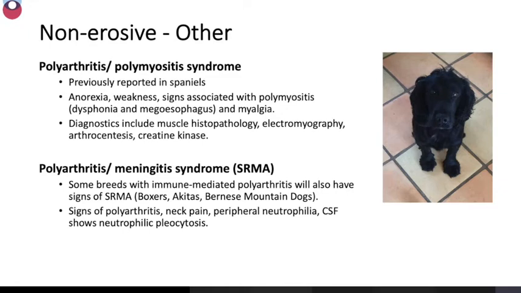And then polyarthritis meningitis syndrome, I put SRMA in brackets, although it's not the same thing, but can be related. So some dogs who present with signs of polyarthritis will also have signs of steroid-responsive meningitis-arteritis, and breeds in which this has been shown to occur are boxers, Akitas, and Bernese Mountain dogs. And they typically will have signs of polyarthritis, but can also have neck pain, a peripheral neutrophilia, and neutrophilic pleocytosis on CSF taps as well.